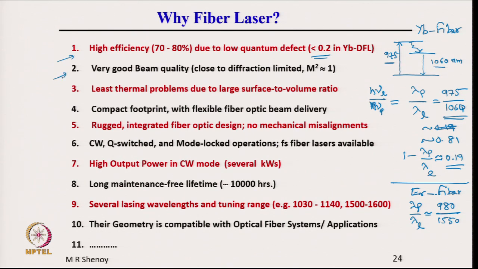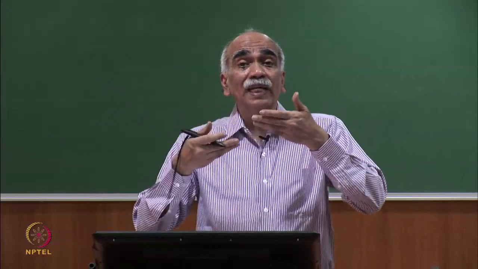All right. So, very good beam quality because it is a fiber output, we already discussed this, least thermal problems, it is compact, it is integrated. All the components I showed you, the mirror, the coupler, the beam splitter, everything is in the form of fiber, and therefore, except for the pump laser which is a semiconductor laser, all other components are almost all fiber components. It is an almost all fiber design. That is what is meant by integrated design, no mechanical misalignments, because all of them are fiber devices. All of them are spliced, and therefore, there is no mechanical misalignment.